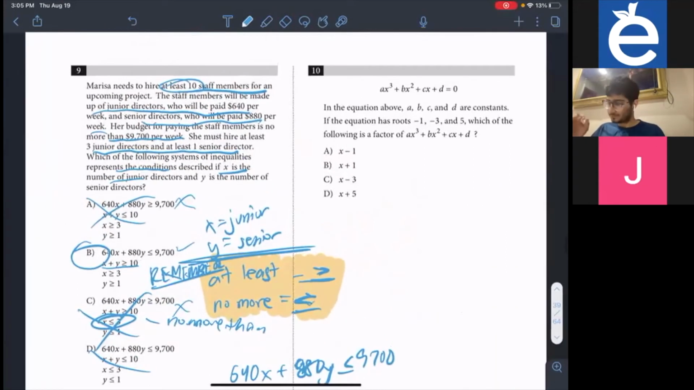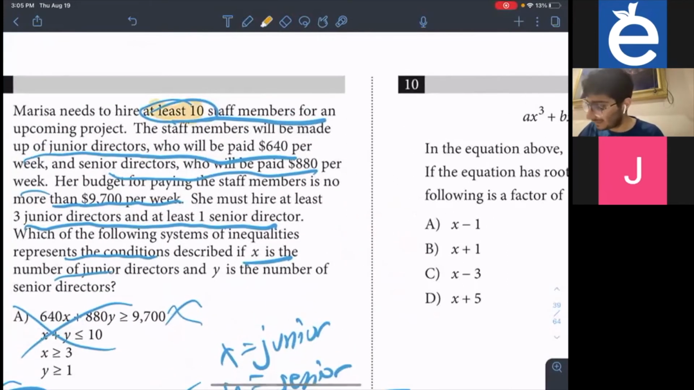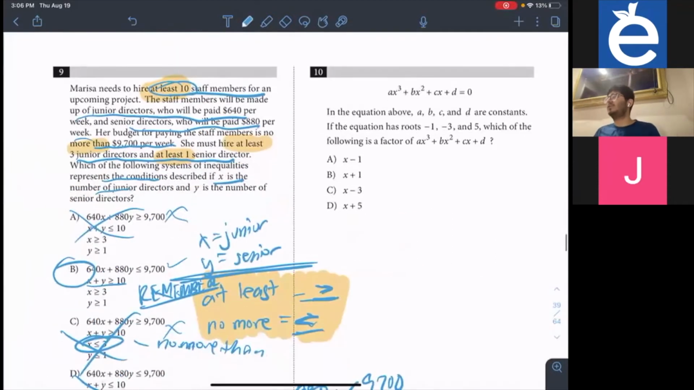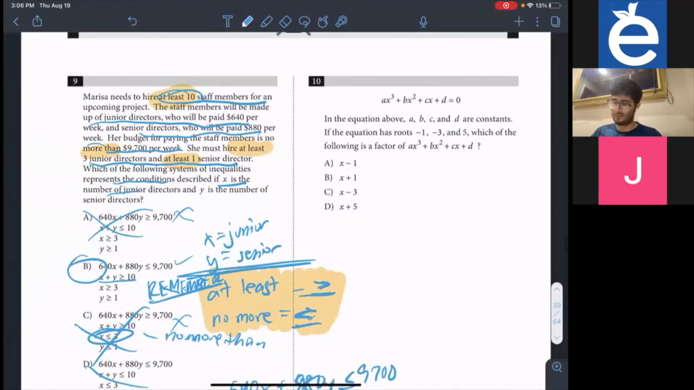So basically, know the key vocabulary, at least and no more than, because they always show up in inequality problems, and they're just testing to see if you know the vocabulary and can put the variables in the right place for the right numbers. So question 9 is choice B.